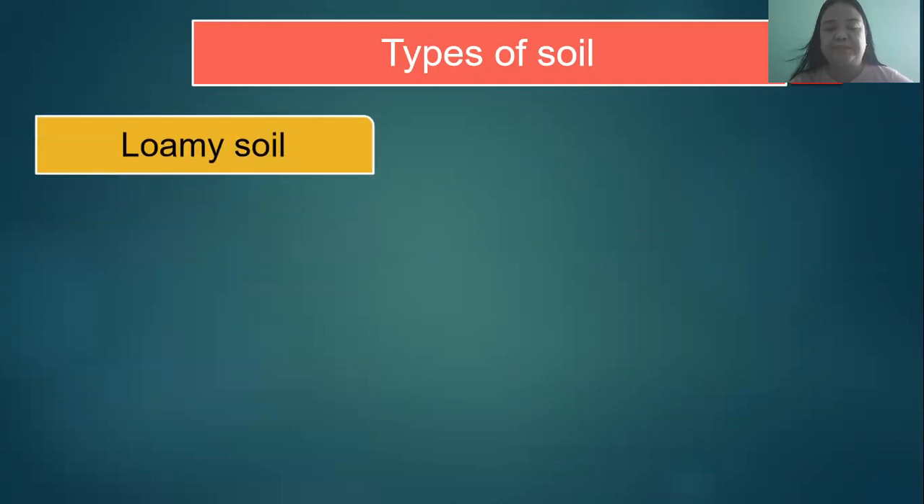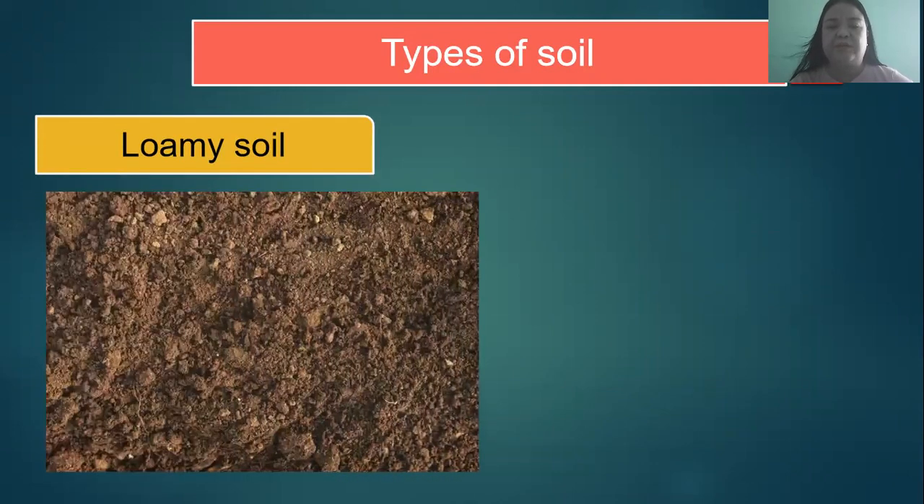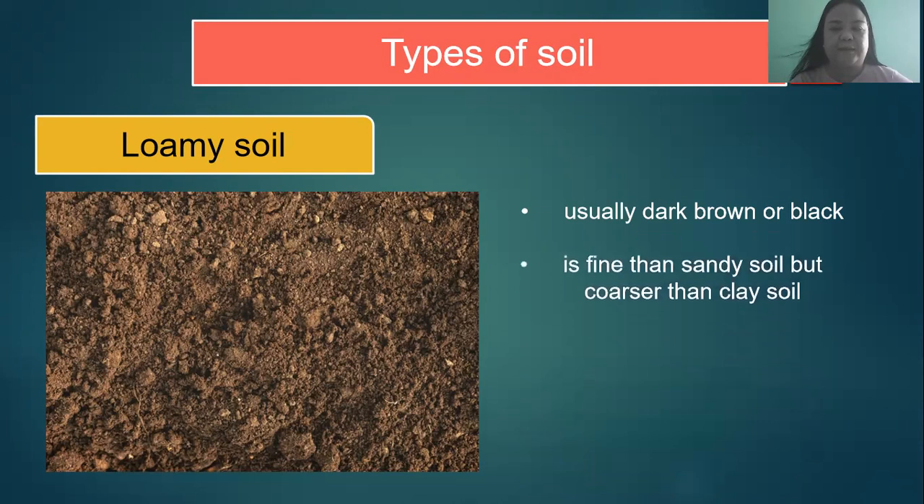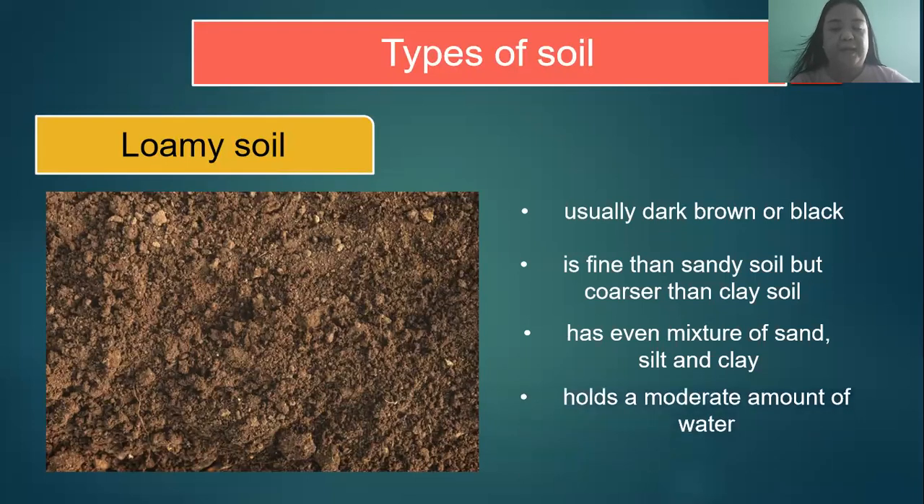First, loamy soil. So loamy soil looks like this. Usually dark brown or black. It is finer than sandy soil but coarser than clay soil. It has an even mixture of sand and silt and clay. This is good for the plants. It holds a moderate amount of water. That's why it's good for the plants to get more nutrients.